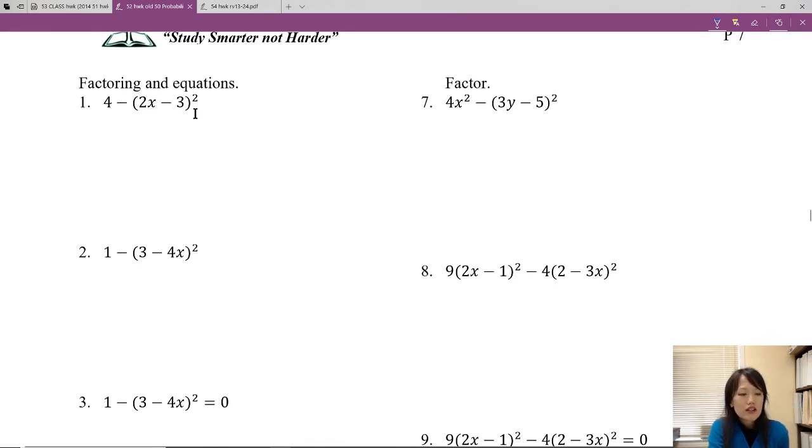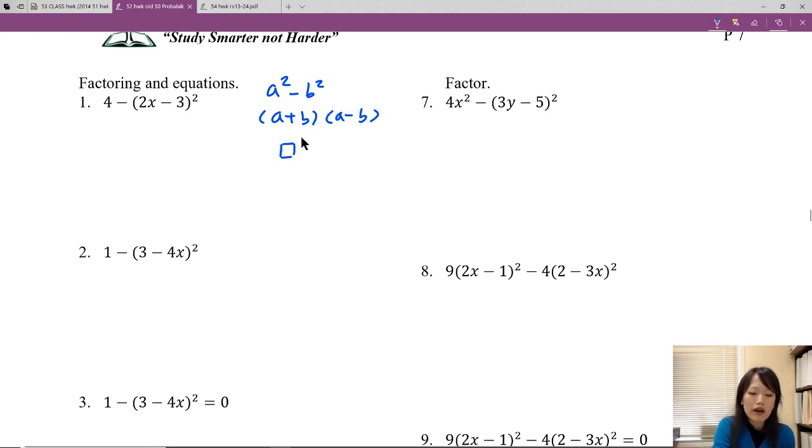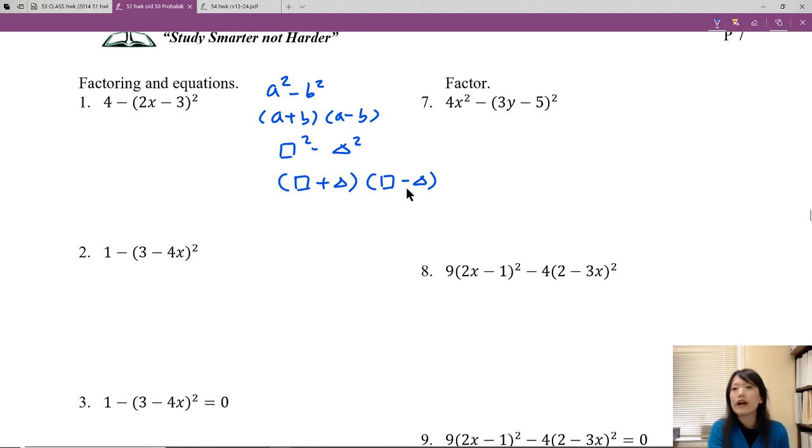Okay, page 7. Factoring. These are obviously what? Difference of squares. Do not square it out. I saw some people squaring it out. Do not square it out and simplify. This is asking like a squared minus b squared. Factor it as a plus b times a minus b. Or you can think of square minus triangle. This is square plus triangle and square minus triangle. So do not actually square it, okay?